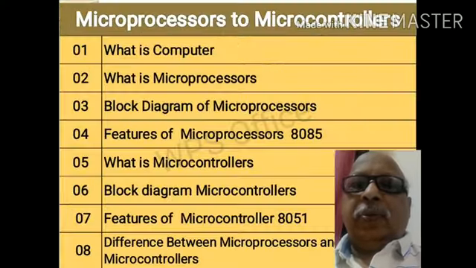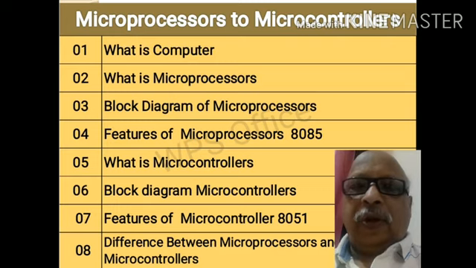What is a computer? What is a microprocessor? Block diagram of microprocessor. What are the different features of microprocessor 8085? What is a microcontroller? What is the block diagram of microcontroller? Features of microcontroller 8051, and what is the difference between microprocessor and microcontroller?